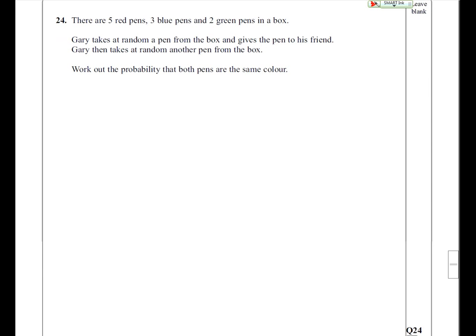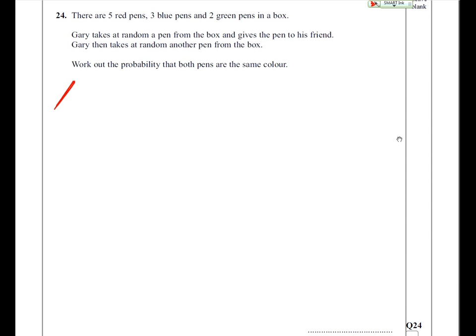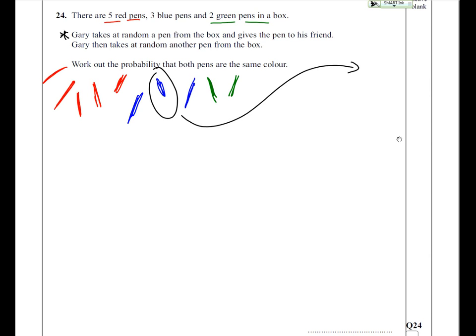Question 24. There are 5 red pens. Let's have a little diagram going on. 1, 2, 3, 4, 5. 3 blue pens. 1, 2, 3. 2 green pens in a box. 1, 2. Gary takes a random pen out of the box and gives it to his friend. His generosity really knows no bounds. Okay, so he takes a random pen and gives it to his friend. He then takes another pen out of the box. Work out the probability that both pens are the same colour.